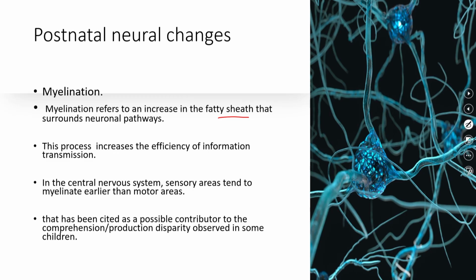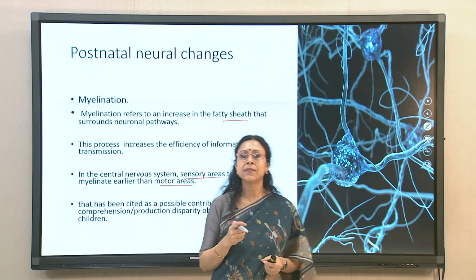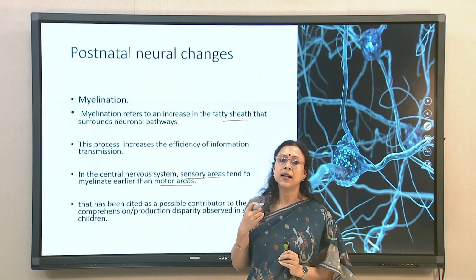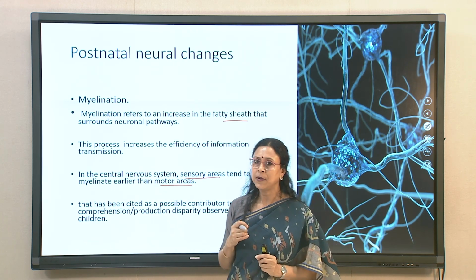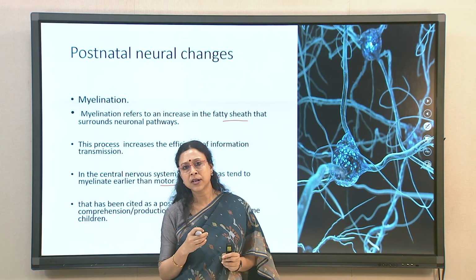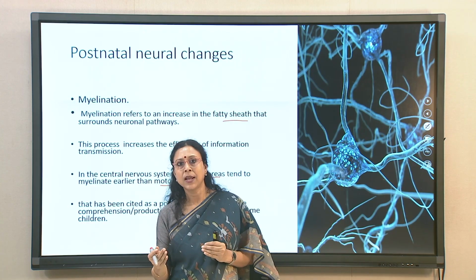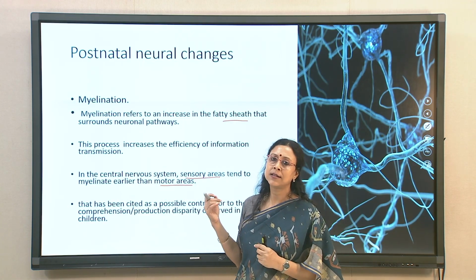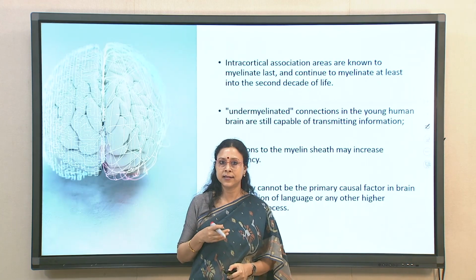In the central nervous system, sensory areas tend to myelinate earlier than the motor areas. So, sensory before the motor. This has very important implications. For example, this has been cited as a possible reason why language comprehension and production disparity is very common in humans. We have seen it with word production and word comprehension. Word comprehension starts much before word production. This is probably because the sensory areas get myelinated first and motor areas get myelinated later, that is the idea.